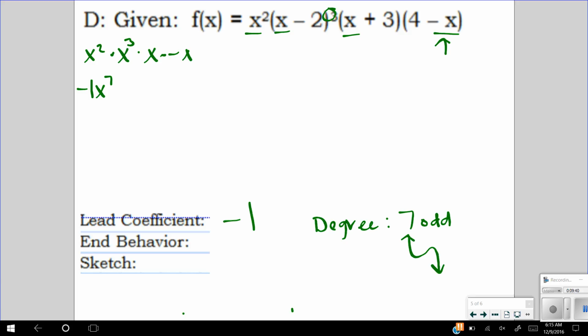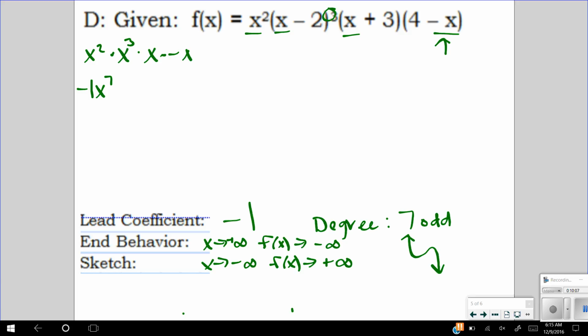So, what does that mean for my end behavior? As x goes to the right or approaches +infinity, f of x is going down, so approaching -infinity. And as x goes to the left, approaches -infinity, f of x, the graph is going up to positive infinity. Okay?